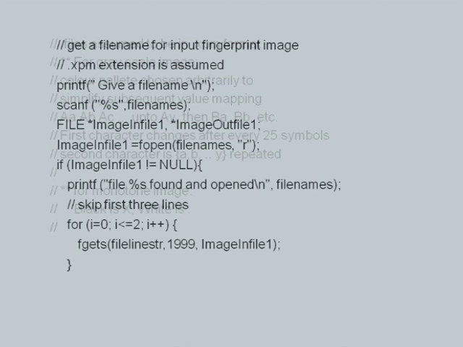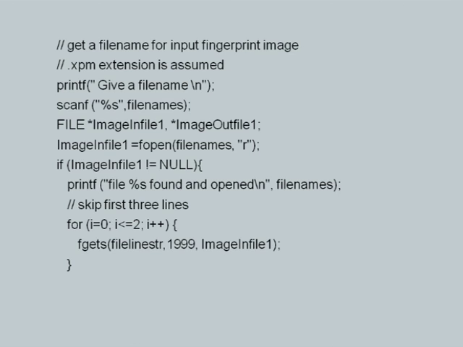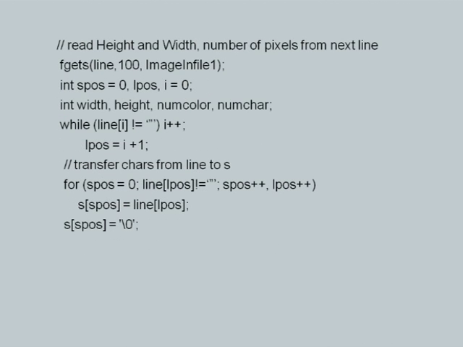So let us quickly go over to the program which we left halfway through. So this is of course the coding scheme and so on, and this is the program. I have skipped the first three lines here. Now I read height, width and number of pixels from the next line. So I get a character string first. Now I scan the character string from 0th position. This line obviously is bound to have two double apostrophes, one at the starting point, one at the end point. I have a very simple job. Go through every character of this string. The moment you find a character which is a double apostrophe, stop there. After that are going to be your values, width, height, num color and num char. This is exactly the logic that has been implemented here.